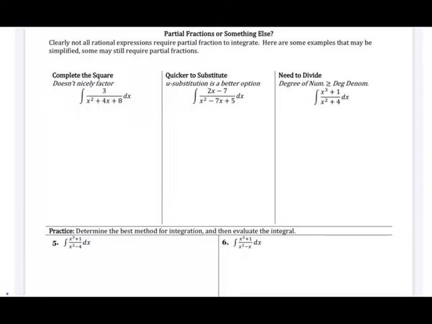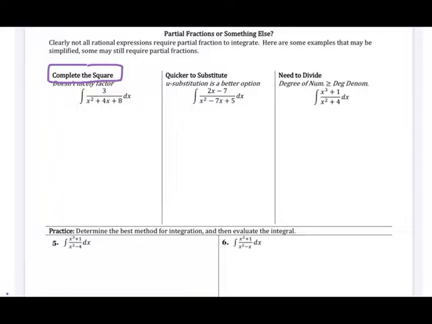that's a great indicator that you should complete the square. So for example, on this problem over here, I'm going to call it the purple problem. On this purple problem, the denominator doesn't factor. If it was x minus 8, it would factor, and we could use partial fractions here. But x squared plus 4x plus 8 does not factor.